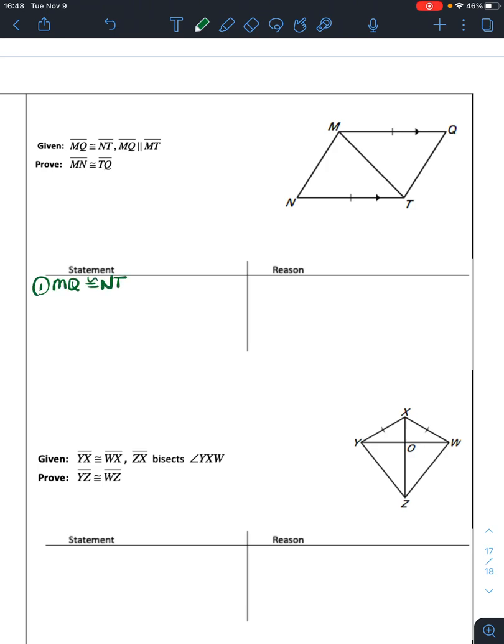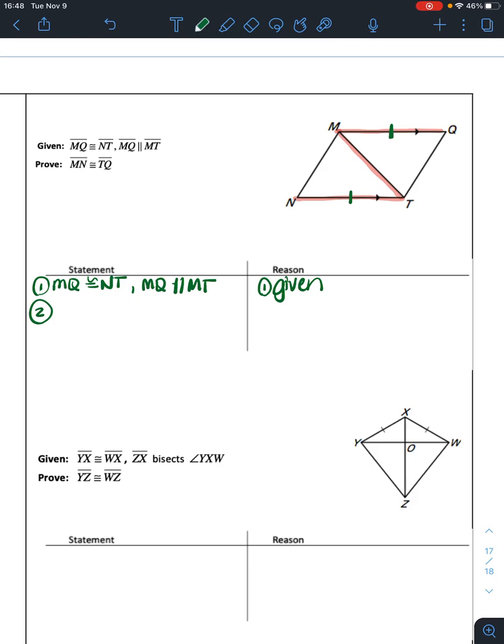Always start with your given. MQ is congruent to NT. If it isn't marked, mark it. I'm going to make it a little bit darker. And MQ is parallel to MT. We know that that's going to give us something about our angles. So let's look and see. So MQ is parallel to NT. So I want to use that right there.